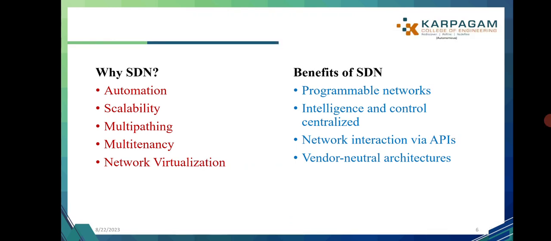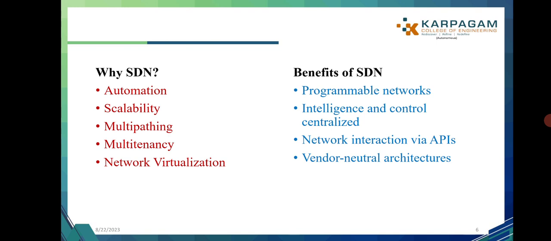Then the benefits of SDN: programmable networks, intelligent and centralized control, network interaction via API, and vendor neutral architectures. Programmable networks, because of automation. How do we achieve automation? By programming, giving conditions: how it should react if a condition is satisfied, and how it should react if a condition is not satisfied. So this network can be programmed so that it can be automated successfully.